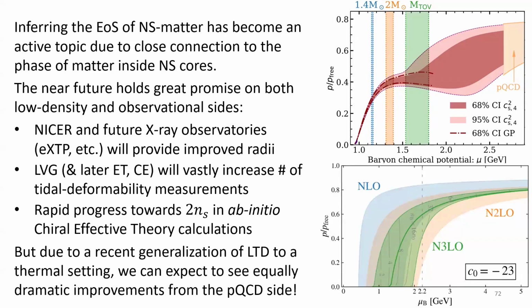But like I mentioned already, there's this new tool called thermal loop-tree duality that for the first time has made it realistic and very much viable to complete this N3LO pressure of cold and dense quark matter in perturbation theory, and I dare claim that very soon, in a matter of months, we will be releasing a paper where this PQCD band here is replaced by something considerably more constraining, this meaning this N3LO band here.